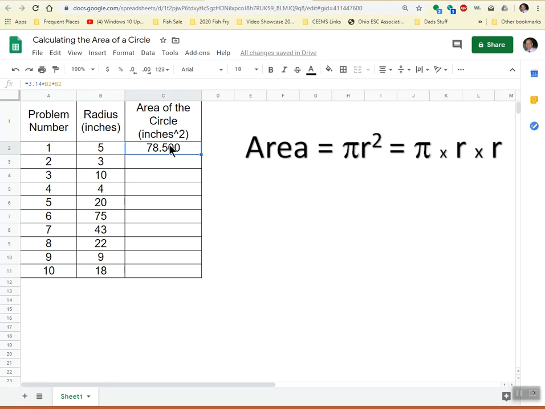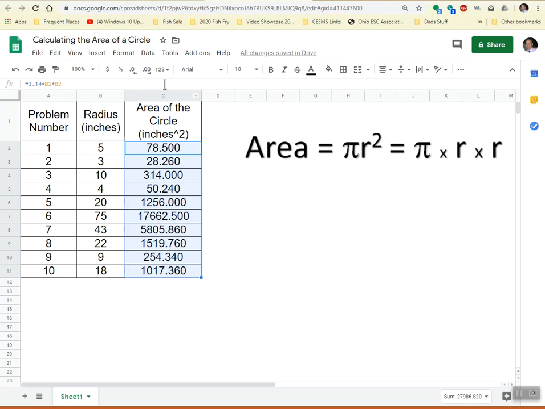Now, you say, gosh, do I have to type that formula in for every one of these cells? Well, no, you don't. See this little dot right here? If I just hover over that until I get a plus sign, hold my left mouse key down and drag down. I didn't do it quite far enough. What it does is it calculates the area for every one of these radii.